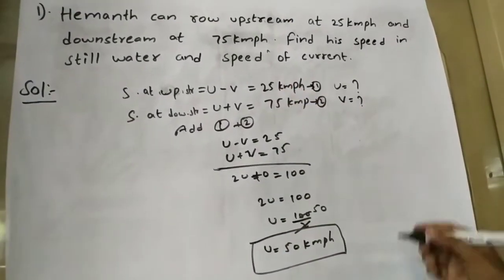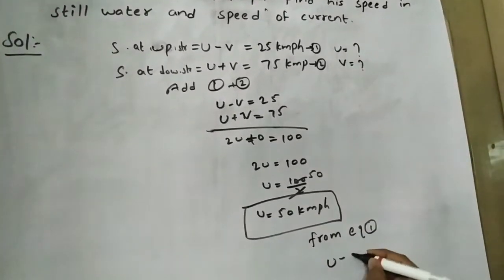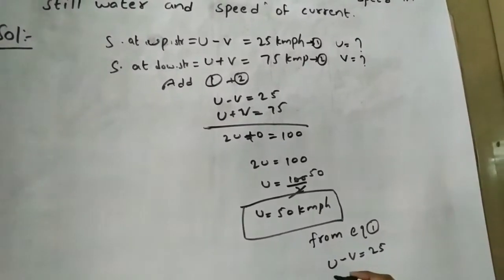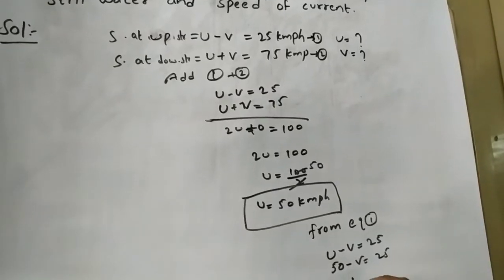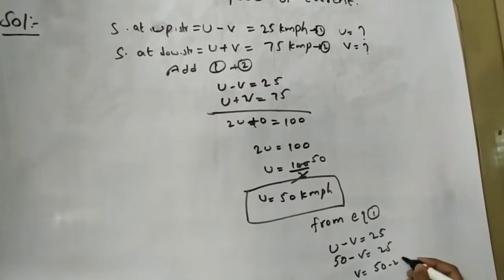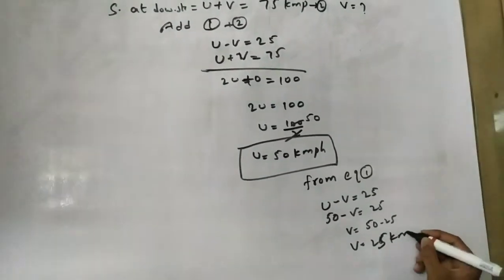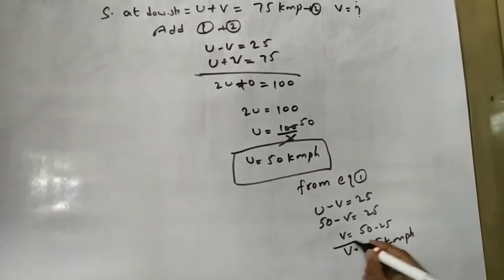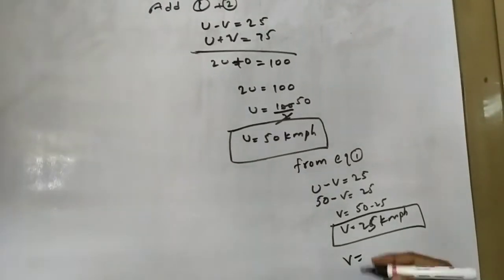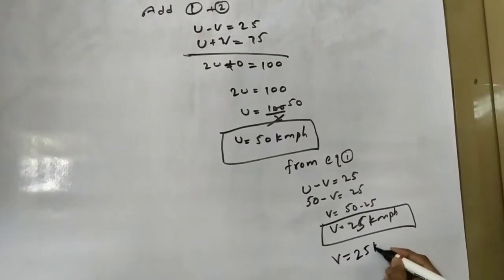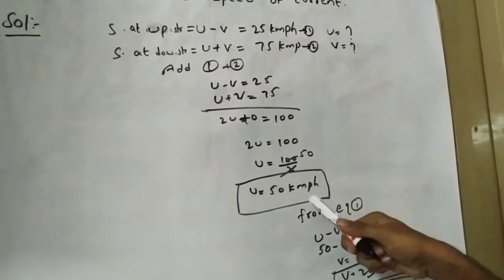From equation 1, we know U minus V is equal to 25 kmph. U is 50 km per hour, minus V is equal to 25. V is equal to 50 minus 25, so V is equal to 25 kmph. So V, the speed of current, is 25 kmph and the speed of boat in still water U is 50.